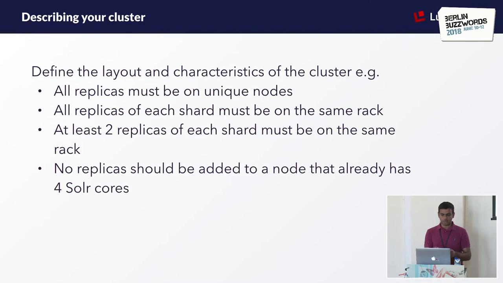All replicas of a shard must be on the same rack. If you can utilize that at query time, then you improve latencies. At least two replicas must be on the same rack. These are just a few examples of how you want to define these clusters. You want to make sure that no particular Solr JVM contains more than, say, four Solr nodes. What that will ensure is you're never overloading one particular JVM; you're maxing it out at four cores or four replicas.